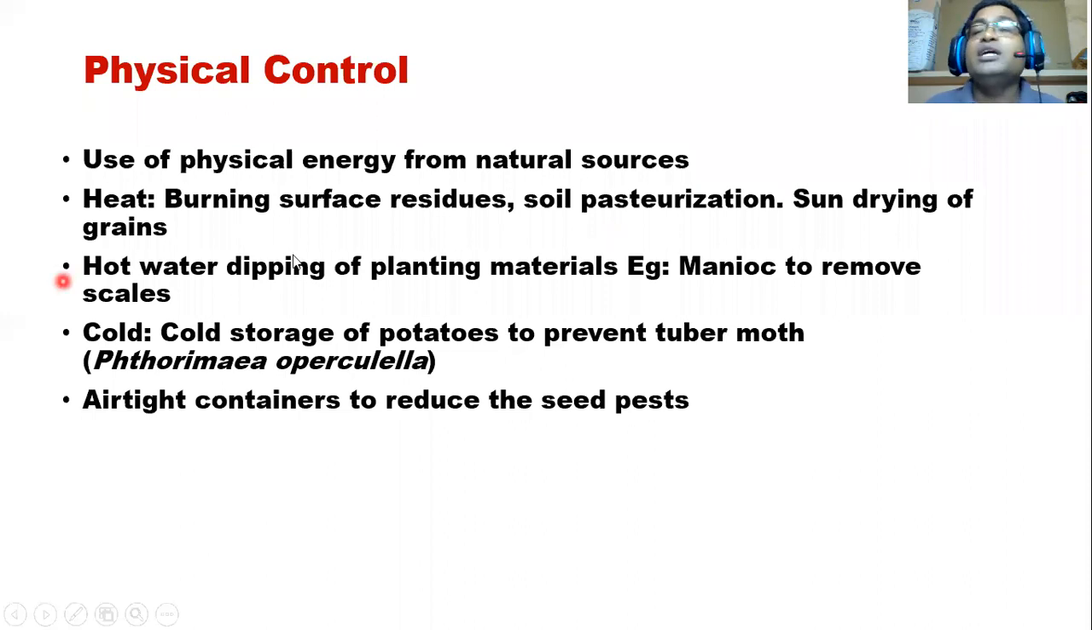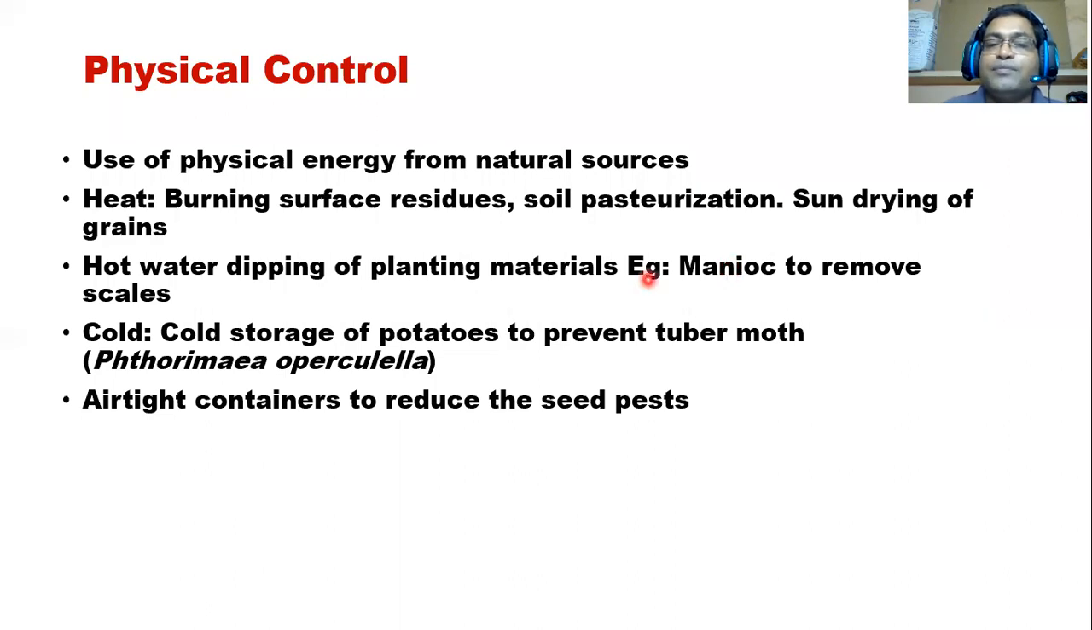And hot water dipping, especially to remove attached eggs and immobile, very minute insects from your planting stock. Especially they use it on cassava and roses to remove scales. Not high-heat water, just hot water, 60 to 65 degrees Celsius, immediately dipping and removing.